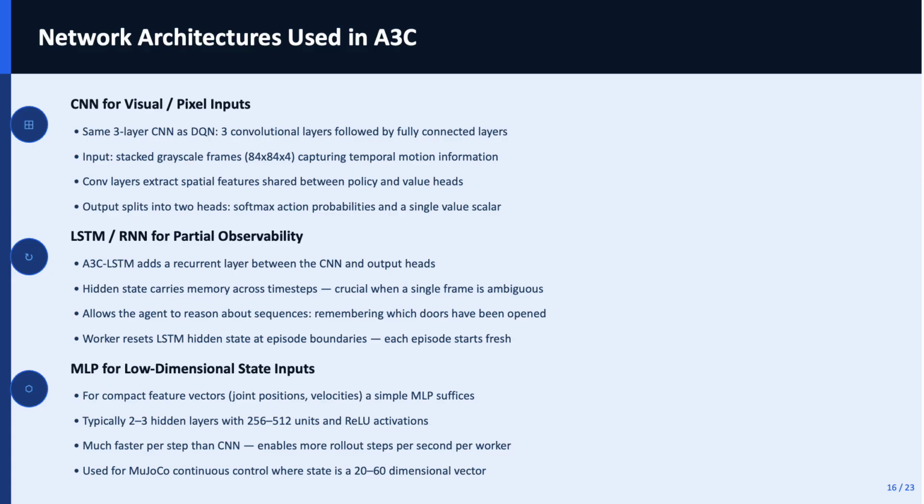For environments with partial observability, where a single frame is ambiguous because the agent cannot tell, for example, which direction an enemy is moving, a recurrent layer such as an LSTM is inserted between the convolutional backbone and the output heads, permitting the agent to accumulate information across time steps and reason about sequences rather than isolated moments.